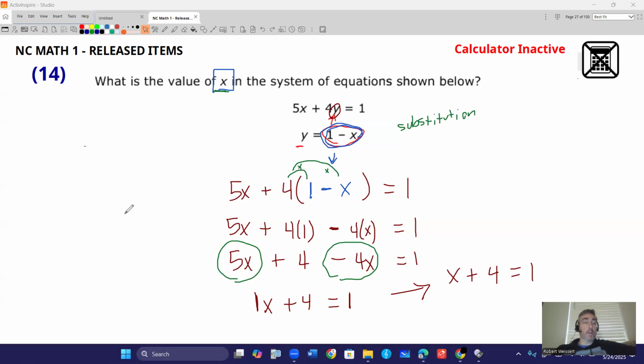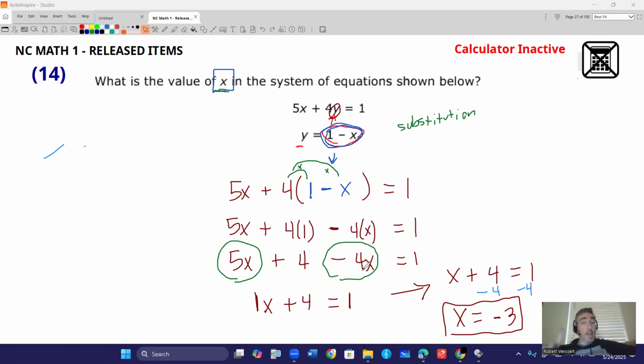And now I can subtract 4 from both sides of the equation. So 1 minus 4 is negative 3. So your answer is going to be negative 3. x is equal to 1 minus 4, which is negative 3.